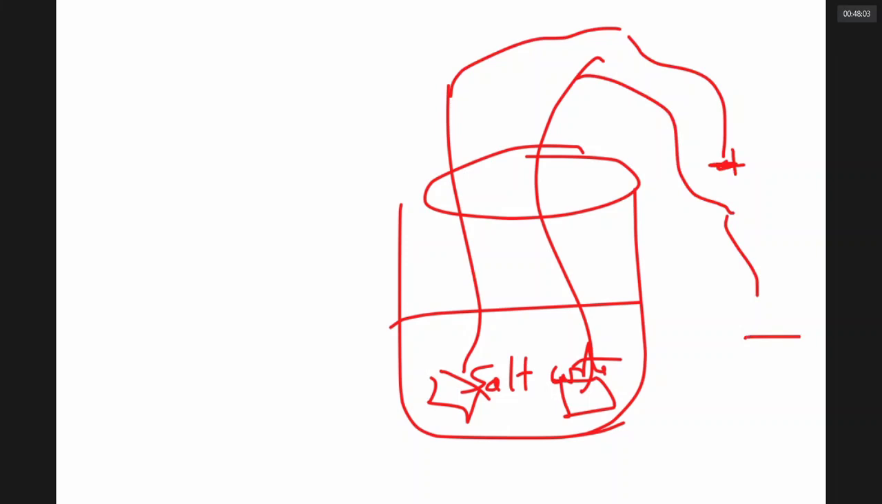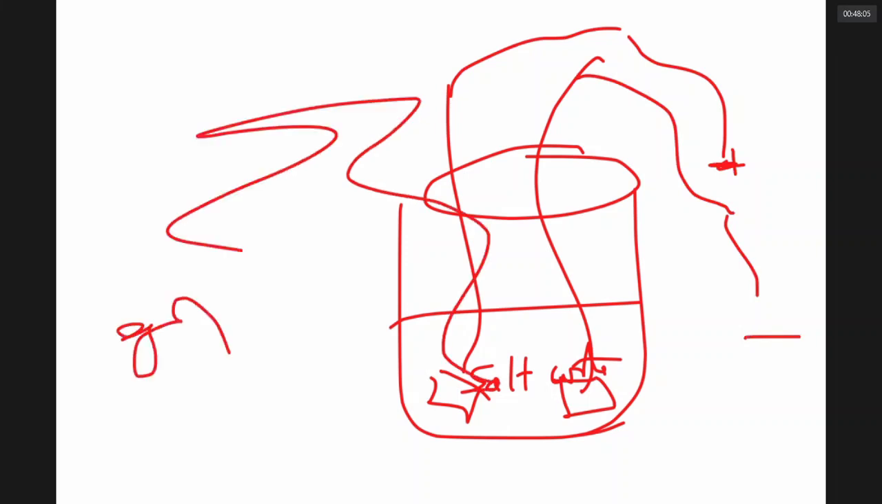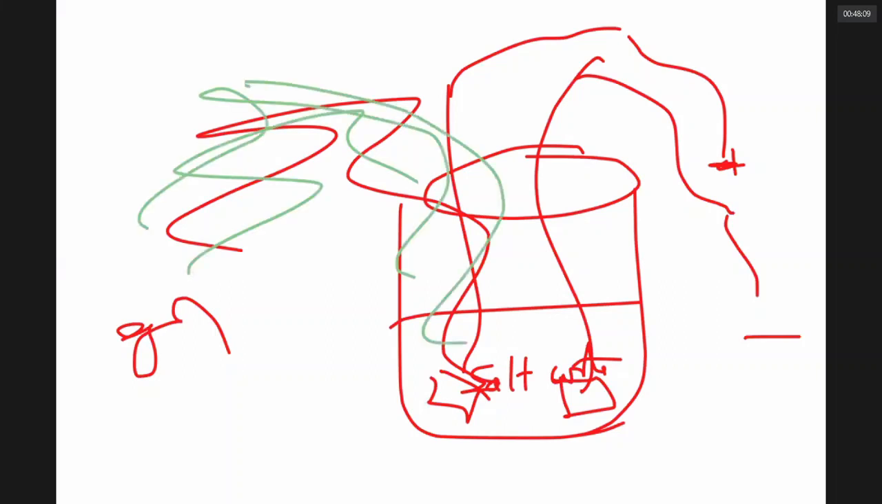Then if I observe, I will see a green color gas coming. If I put my nose at the green color gas, within no time I will get red color blood from my nose. Why am I getting it, sir? Chlorine. Chlorine can attack the mucous membranes and break them and generate blood.